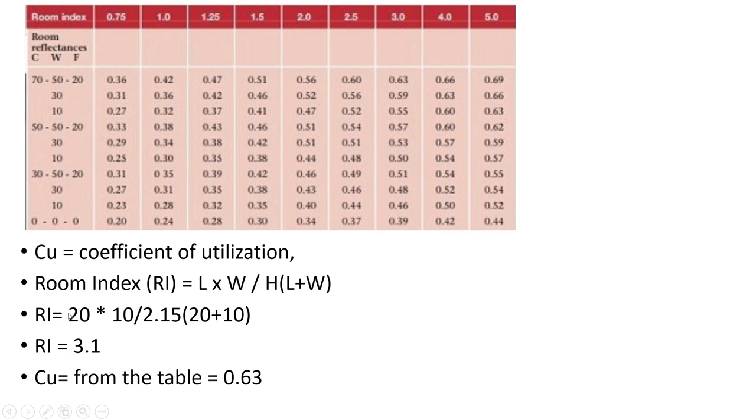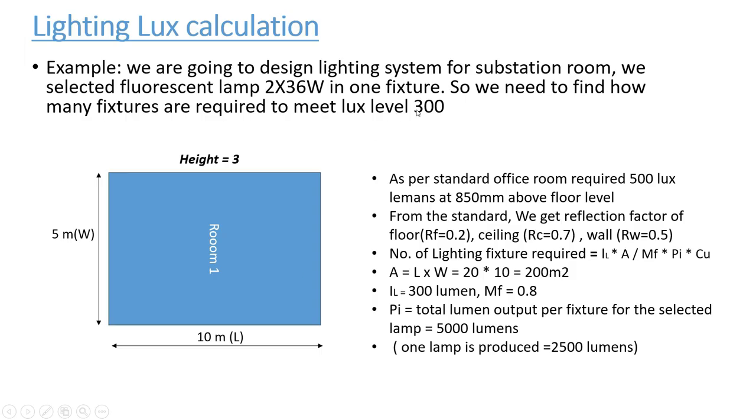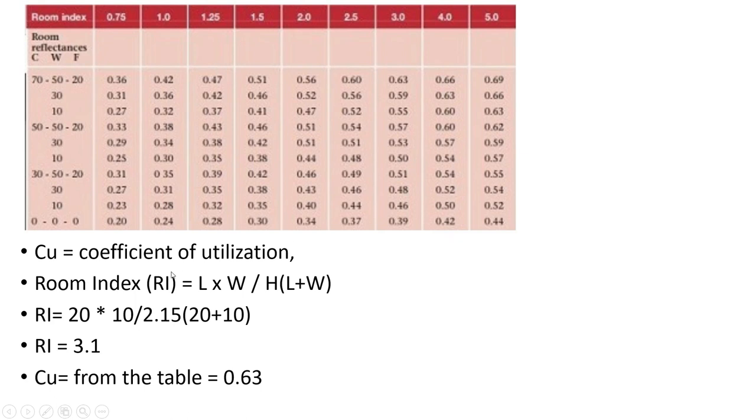So the length is 20 and width is 10, divided by height. For height, I need to consider only the light installed, from the working plane to the height of the lamp installed. As per the selected standard, the 300 lux level is 850 mm above the floor level. So I need to subtract this 850 mm from the total height. Total height is 3 meters from the floor level to the ceiling. I just subtract 3 minus 850 mm, and I will get 2.15 meters, and length 20 plus 10.